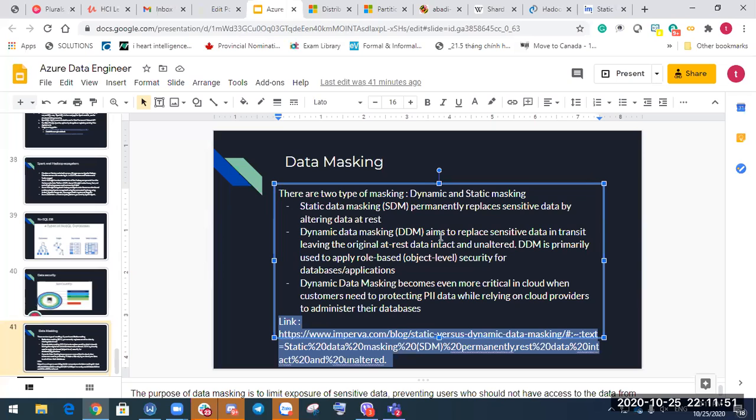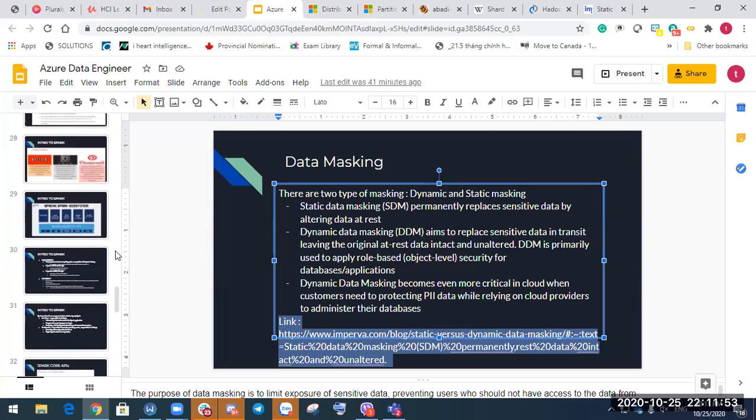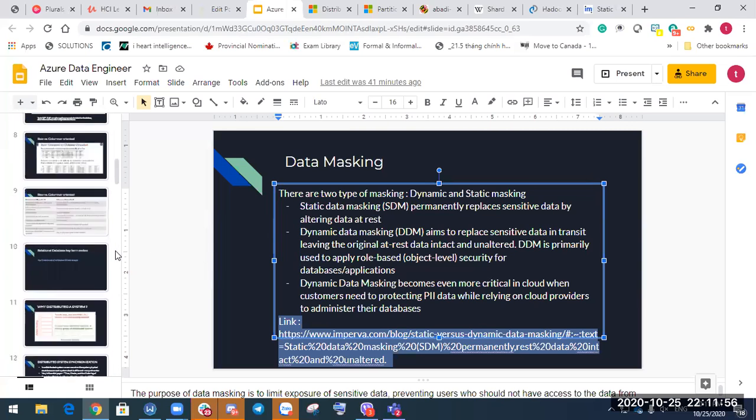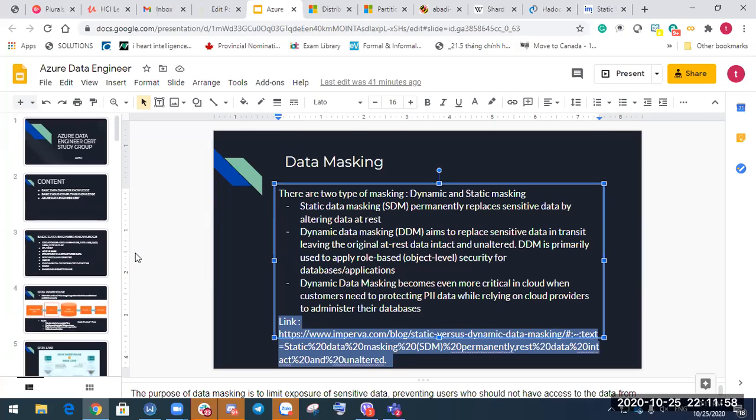So since everyone was joining at a different time, let me just quickly go through what we were going over today, because next week we won't go over this content anymore, and we will move to Azure, because these are the fundamental data engineer concepts, and we're done with it. There's no more review on this.